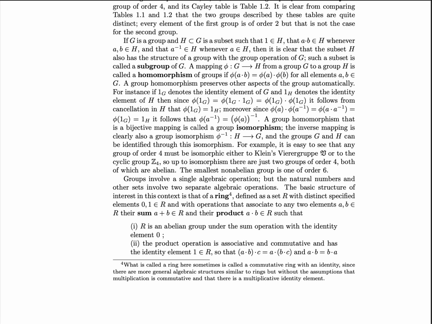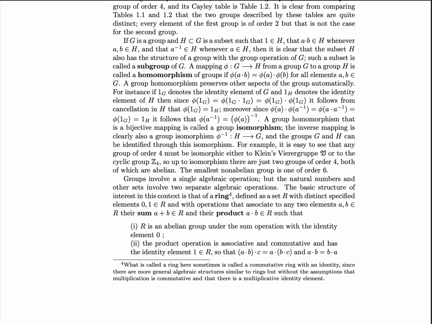Now we'll consider subgroups and eventually rings and subrings, leading up to the idea of a field. Let's consider a group G and a subset of G, which we'll call H, such that 1 is in H, and A times B is in H whenever A and B are in H. Additionally, the inverse of any element A is also in H.